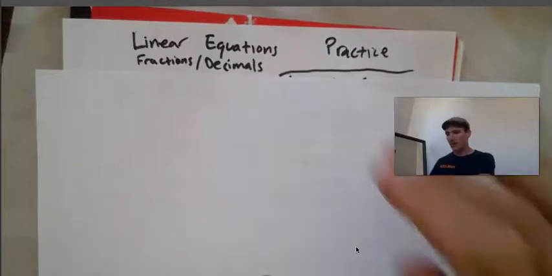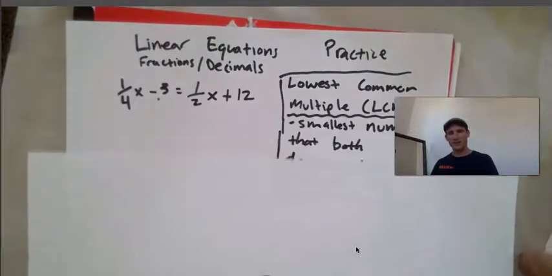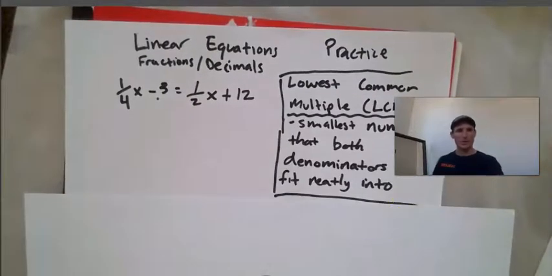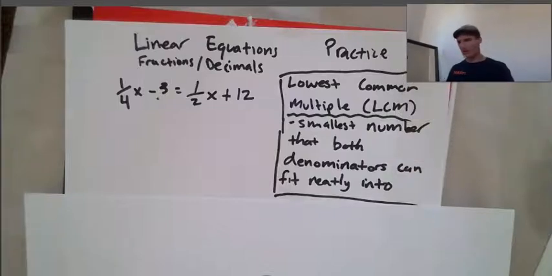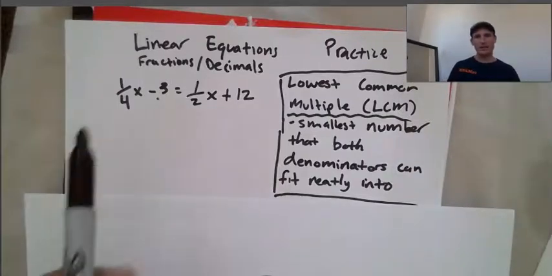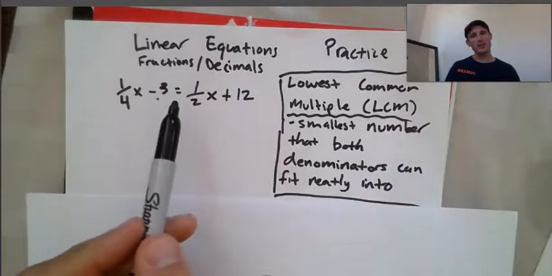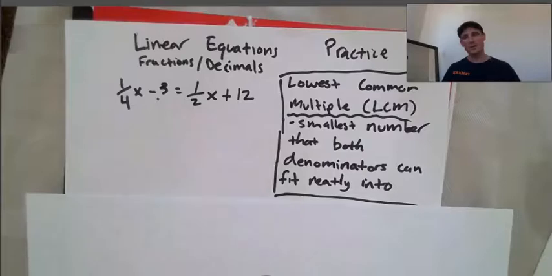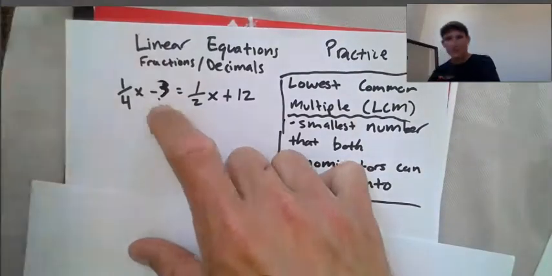Okay, so let's jump into it. The first one we're going to look at is when there's fractions involved, and we'll do this together. Go ahead and write the problem down. This says 1/4 x minus 3 equals 1/2 x plus 12.